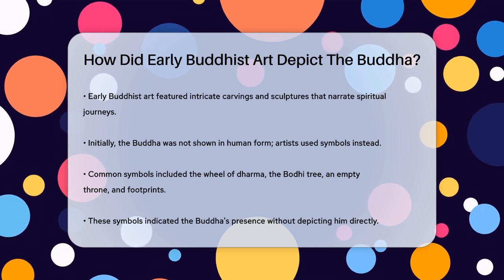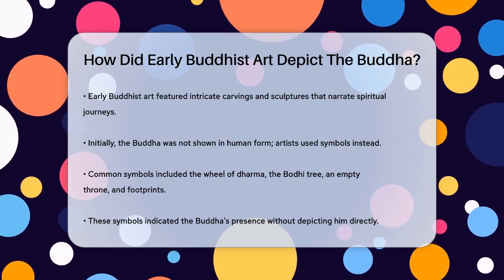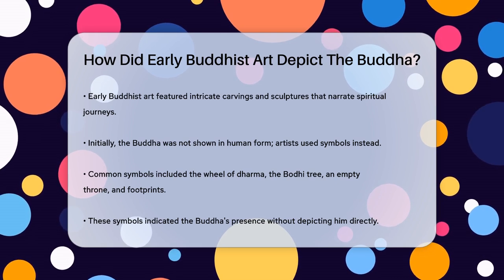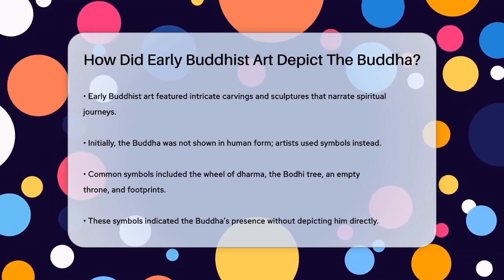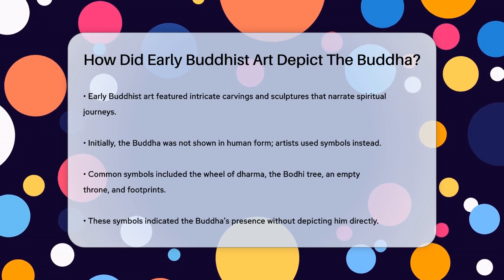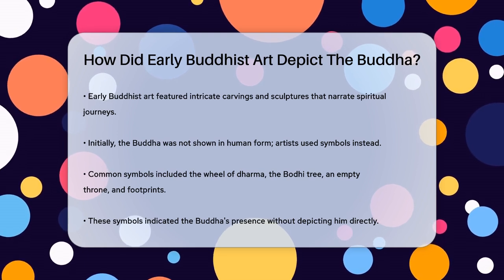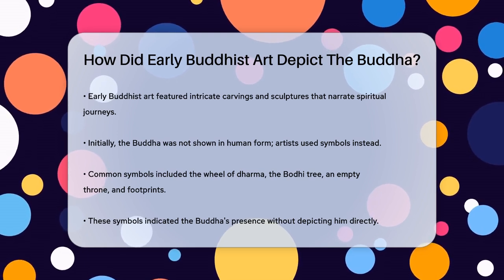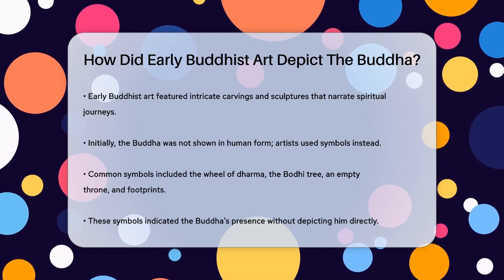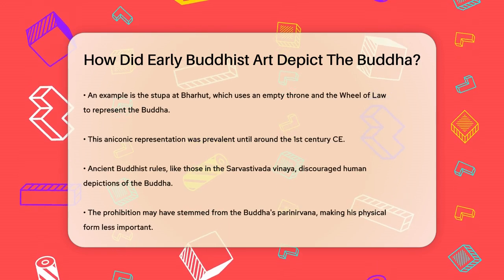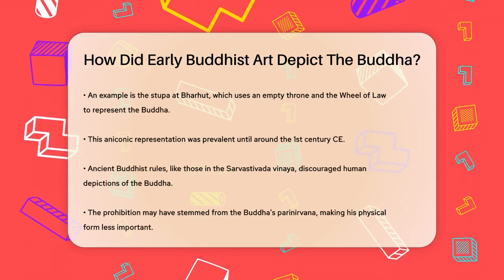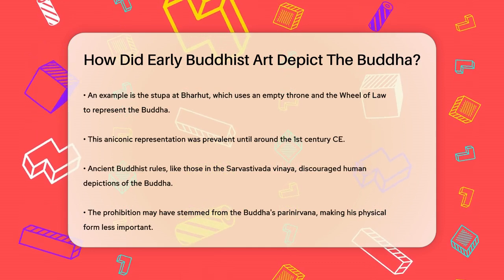In the earliest days of Buddhist art, the Buddha was not depicted in human form. Instead, artists used symbols to represent him. These symbols included the wheel of Dharma, which signifies the teachings of the Buddha, the Bodhi tree, where he attained enlightenment, and even an empty throne or a pair of footprints.